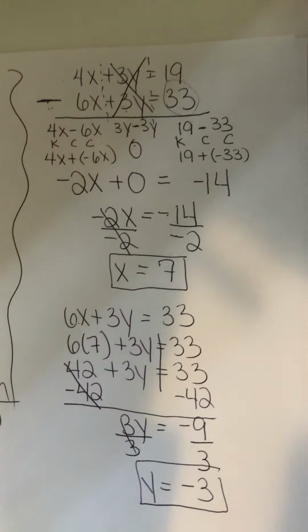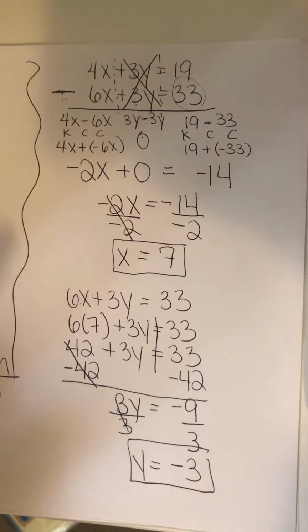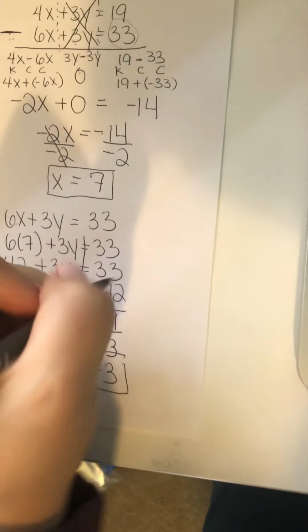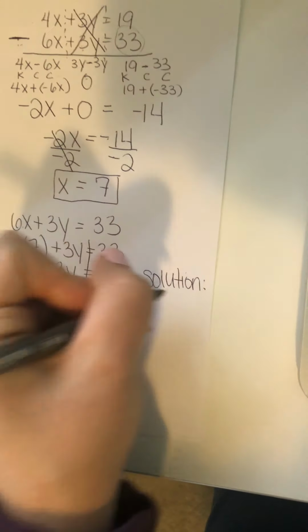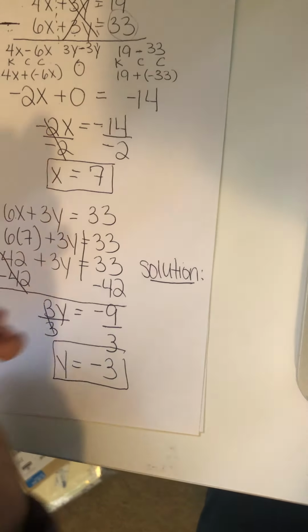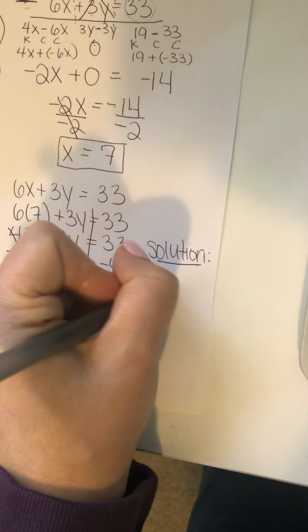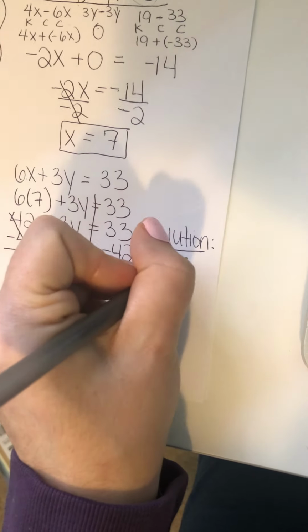Okay, so again, we have x, we have y, we write our solution. So I'll put that here. So my final solution would be 7, comma, negative 3.